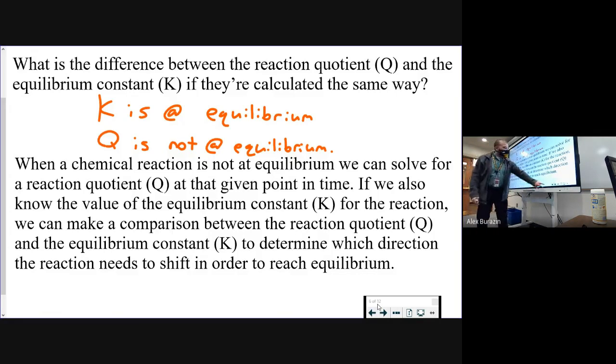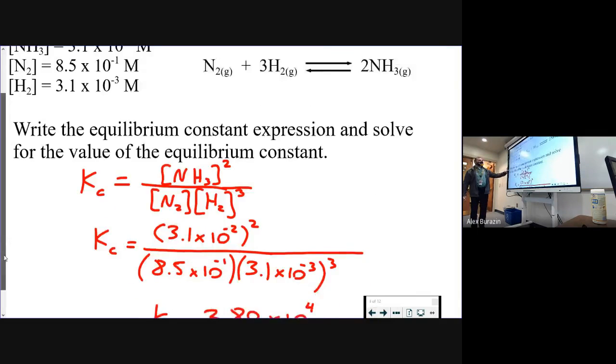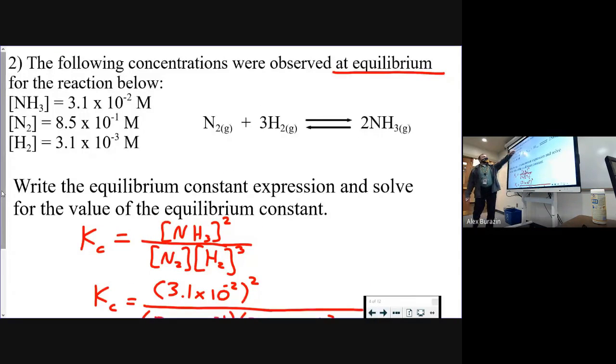For example, we ended the day yesterday with this, and it says, the following concentrations were observed at equilibrium. You know what I mean? It will be very, very blatant in your face. It has to tell you it is at equilibrium. If it doesn't, we assume that whatever molarities we're given are not at equilibrium. That's always our first assumption.